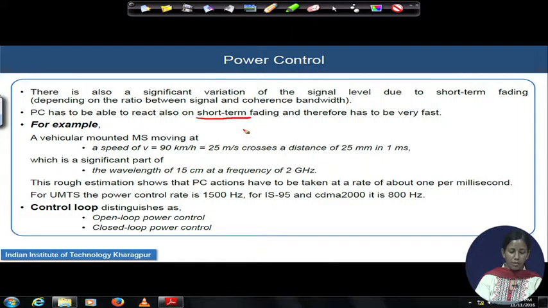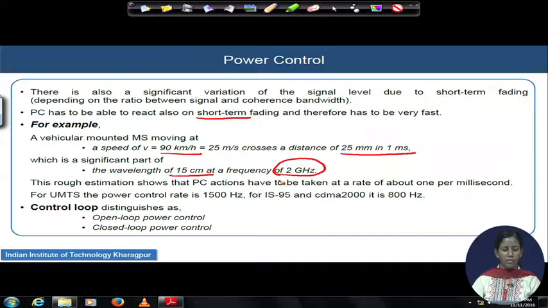For example, a vehicle-mounted mobile station moving at a rate of, say, 90 km per hour, crossing a distance of about 25 millimeters per millisecond, which is a significant part of the wavelength of 15 centimeters at a frequency of, say, 2 gigahertz. A very rough estimation shows that the power control action has to be taken within a few milliseconds only. At least one power control step needs to be done within milliseconds, because that is the fast range in which the channel is changing.